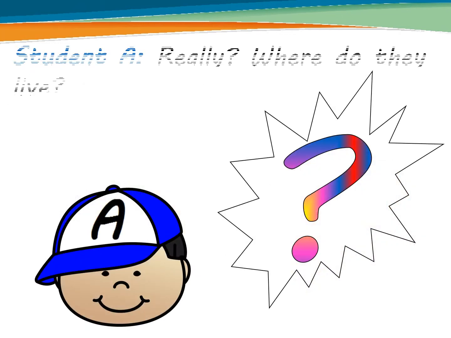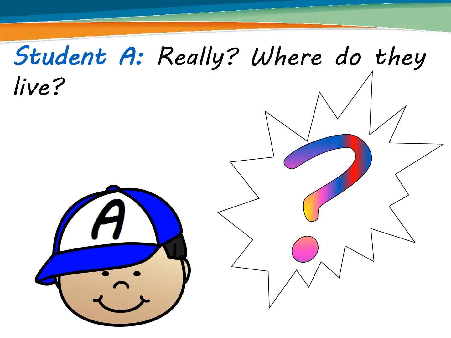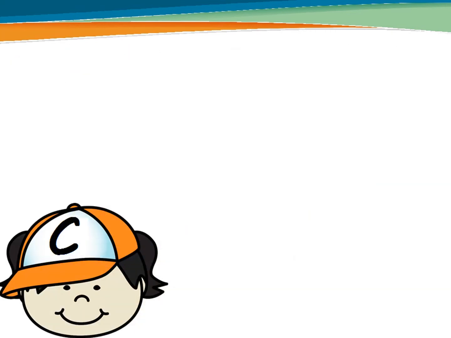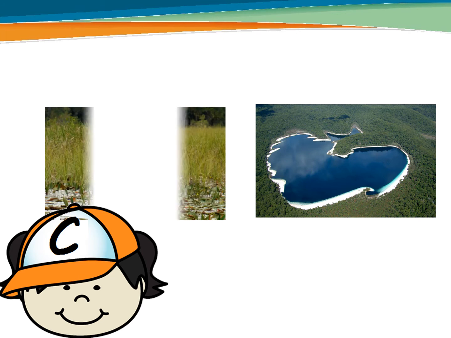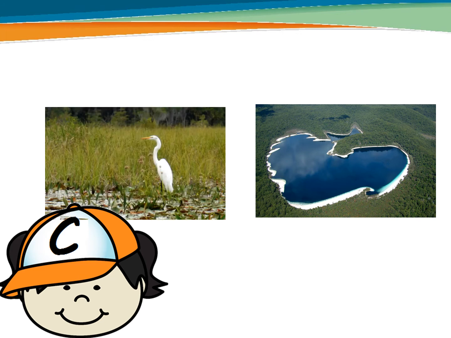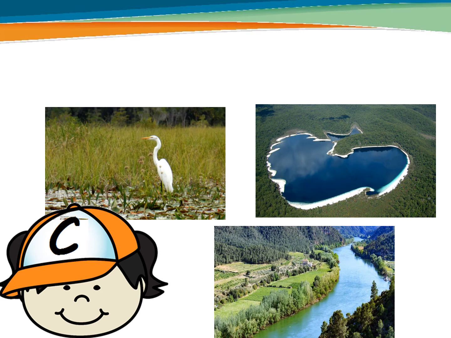Student A says, "Really? Where do they live?" Really? Where do they live? Time for a little test. Can you remember? This is a lake and a swamp. And this is a river. That's great. Now, student C can choose any two words. Let's use swamp and river today.